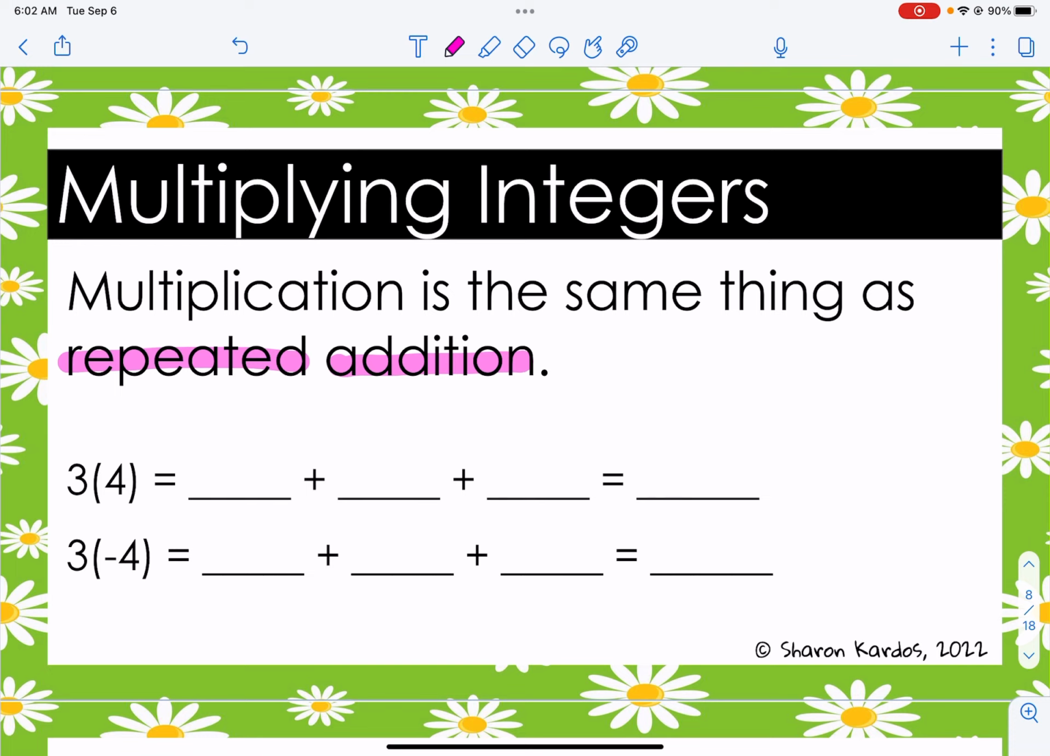So what I'm saying is I have 3 groups of 4 positives. So 3 times 4 is 4 plus 4 plus 4, which would be positive 12. And the same thing with my negative. If I have 3 groups with 4 negatives, I would have negative 12.